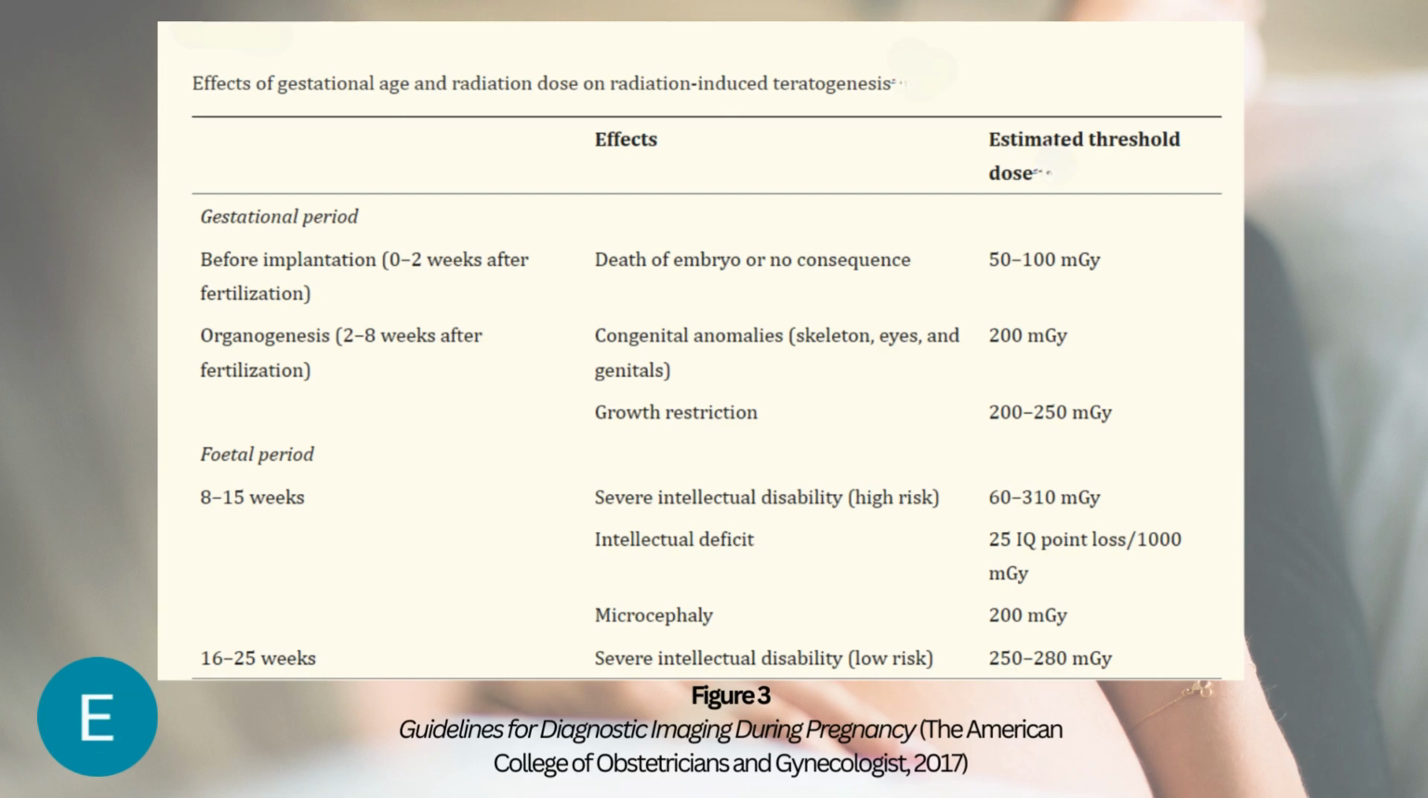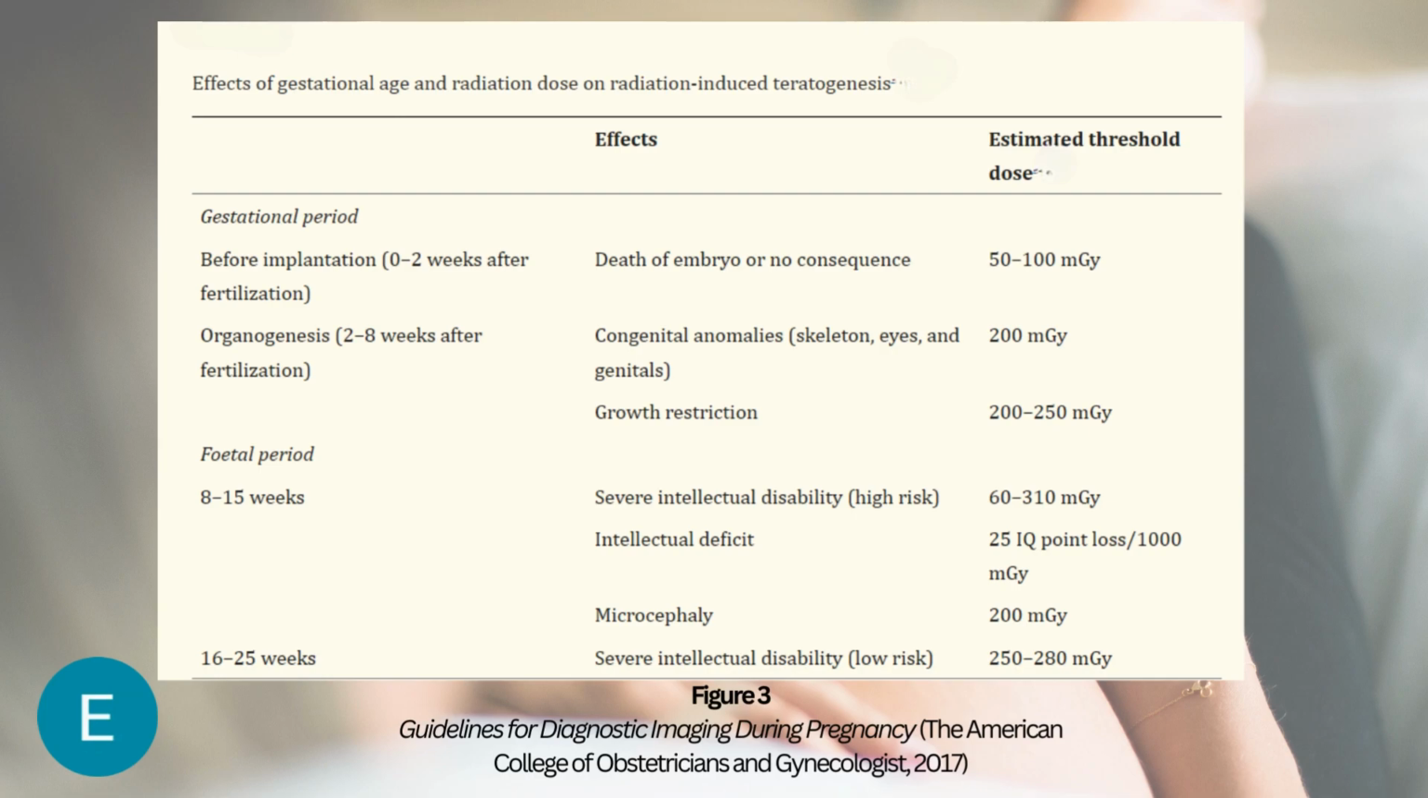0 to 2 weeks after fertilization, death or no consequence may occur with the estimated threshold or the lowest dose of 50 to 100 mGy. And organogenesis happens 2 to 8 weeks after fertilization. The effects are congenital abnormalities of skeleton, eyes in general at 200 mGy. Growth restriction may also occur at 200 to 250 mGy at this stage.